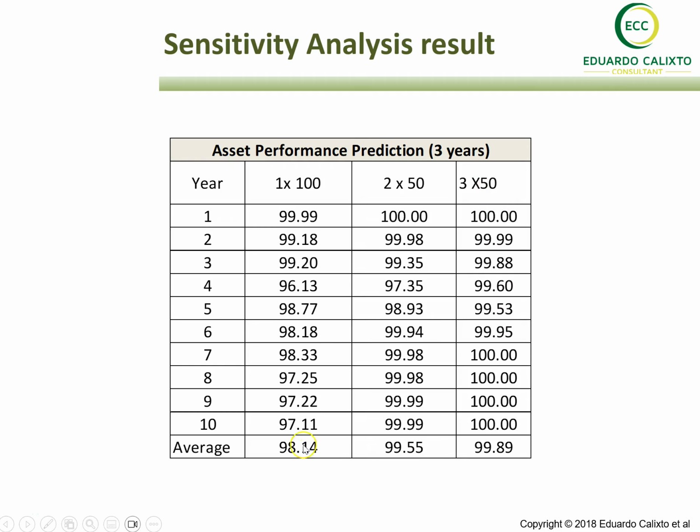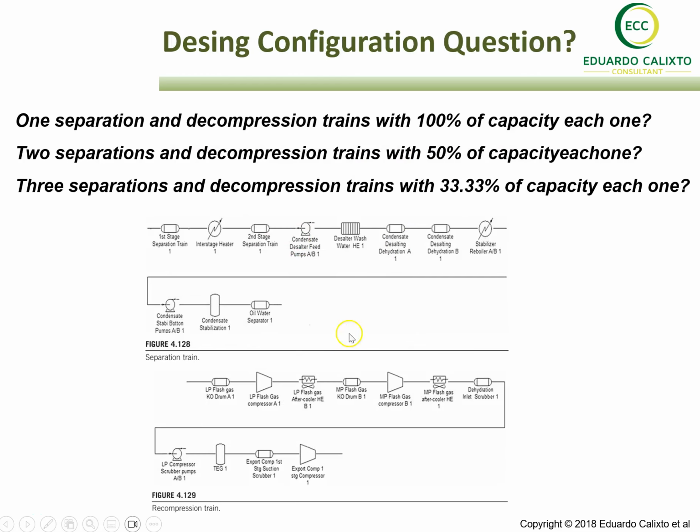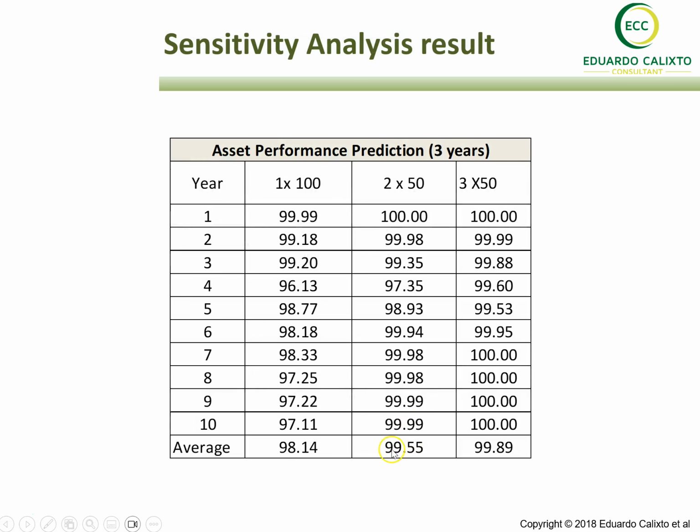So in the end, of course, if I have two redundant separation trains and two recompression trains, I will achieve 99.55% of production efficiency, so it's higher than what I expect. If I have three, I achieve a little bit higher, and that is the decision that the project managers and the client need to make, whether they want to go for it or this will be enough.